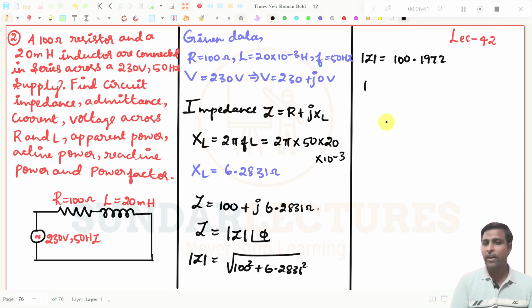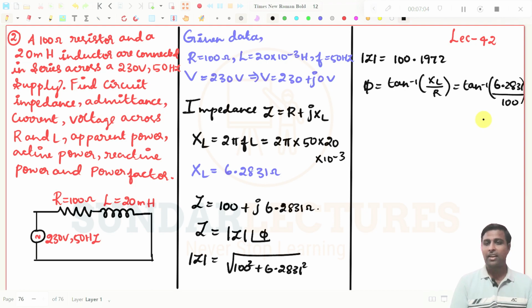And how will you find phi? What is the formula to find phi? Tan inverse of XL by R, right? So tan inverse of, what is the XL value here? This is the XL value, so 6.2831 divided by 100. This is the phi value. So if you find phi, then phi will be equal to 3.595 degrees.